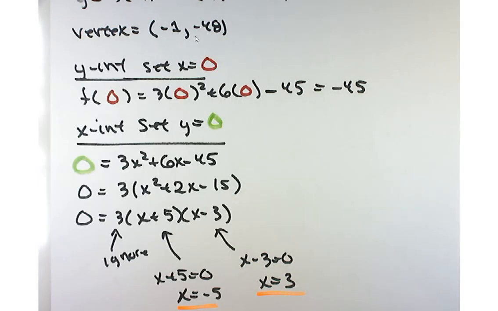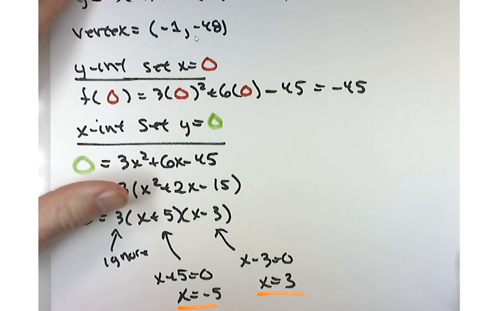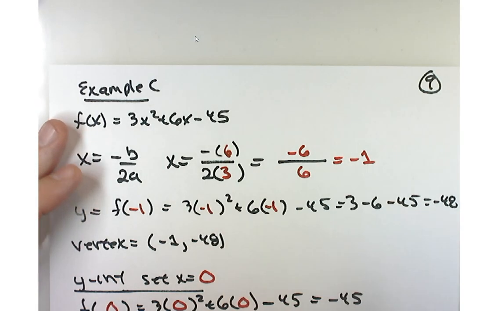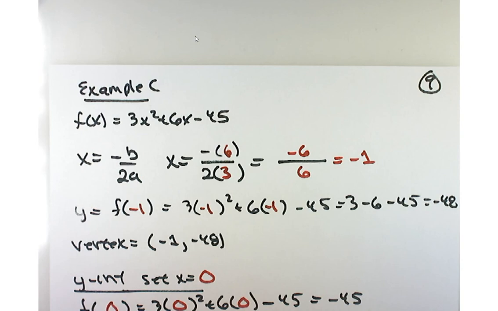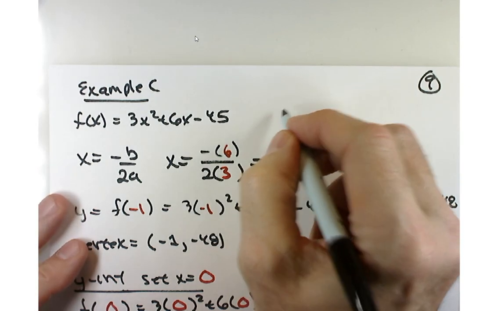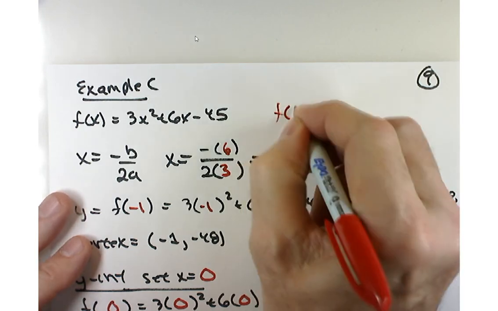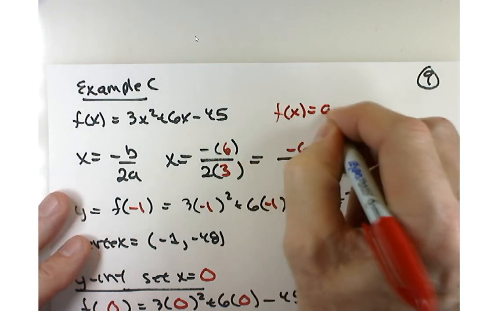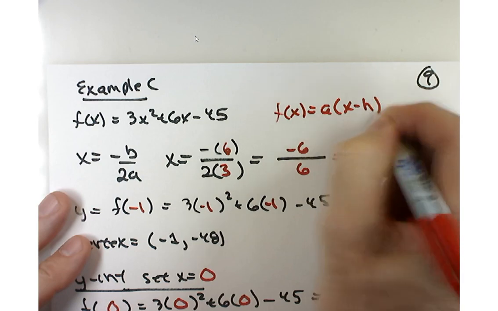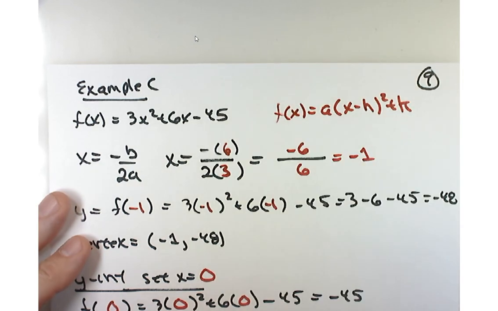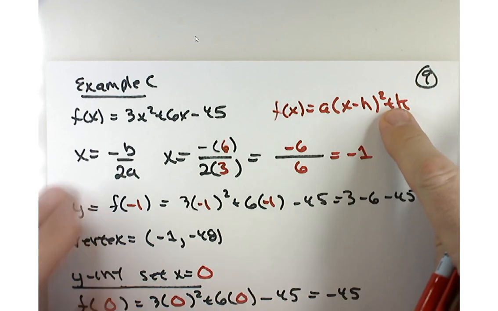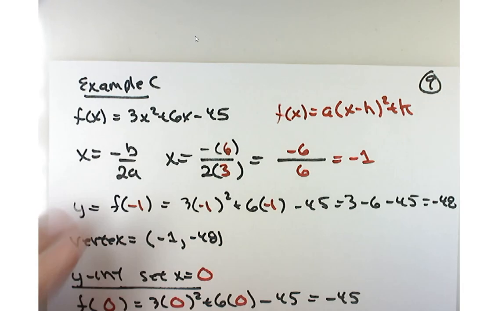But there's a different question I could ask out of something like this, and that is, what would the equation look like if I wrote it in a different form? That is, if I wanted to write it as, say, f of x equals a times x minus h squared plus k. How would I get it in that form if I start out in this form?